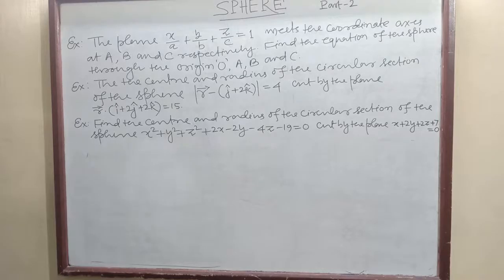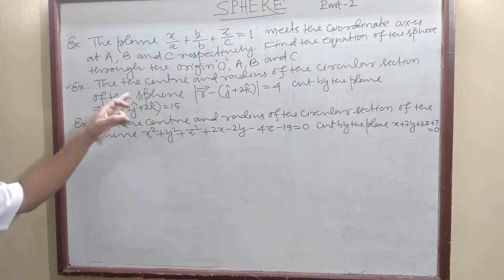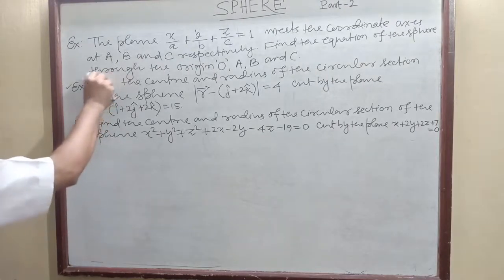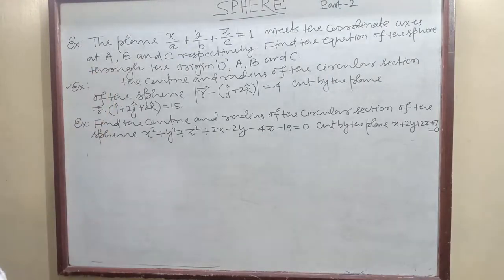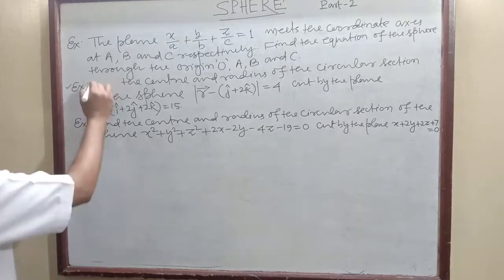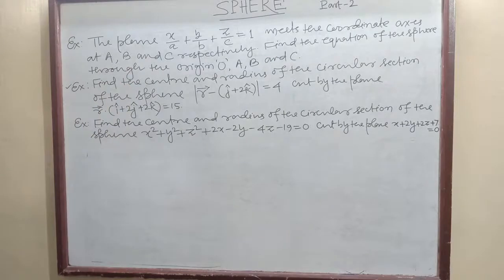Now come to this question. Second question is, oh sorry, it should be find. Find the center and radius of the circular section of the sphere.